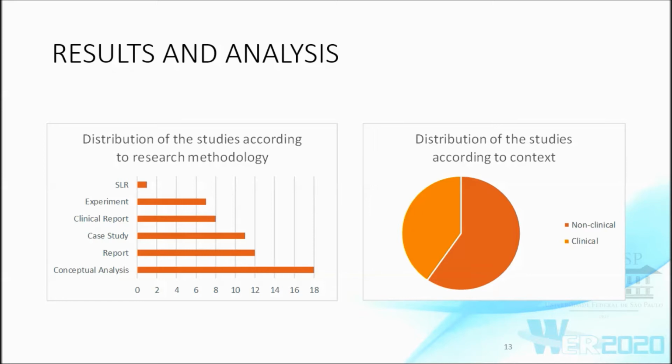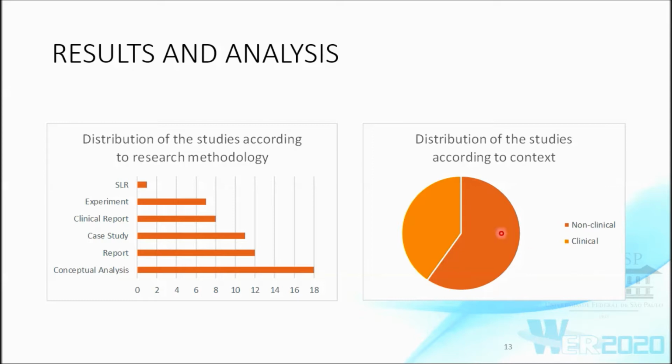So the class with least studies was systematic review with only one paper, and the class with more studies was conceptual analysis with 18 papers. And we also draw the distribution according to the context. That could be clinical, that are the ones that the research was conducted in collaboration with or promoted within hospitals, or non-clinical, that are the studies conducted in an academic setting.